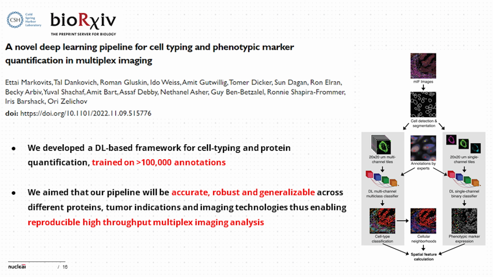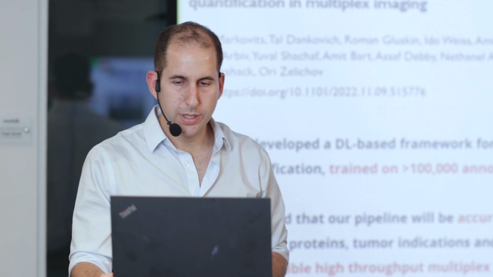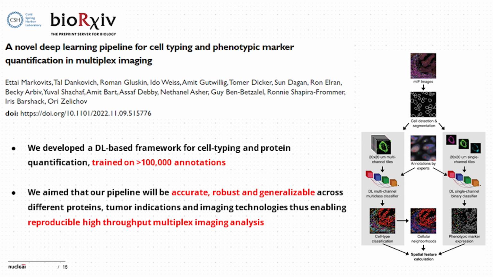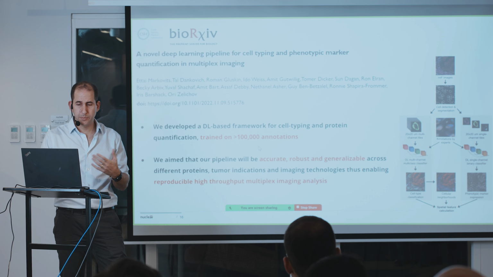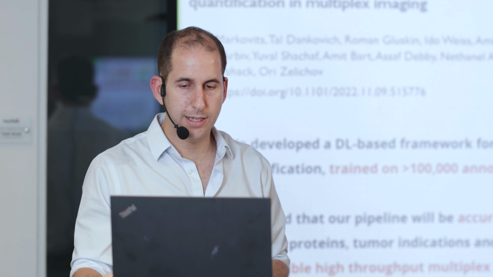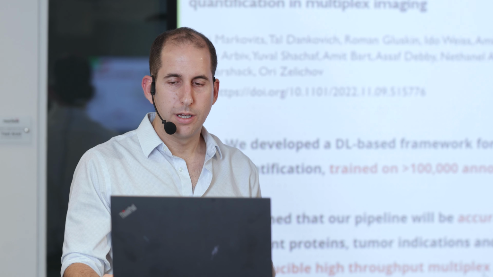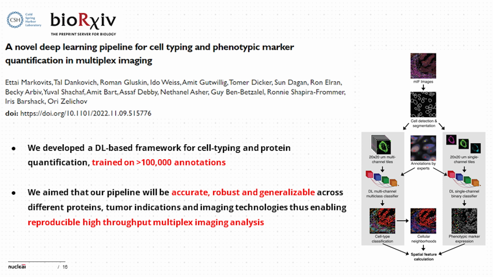Last year, we published work in bioRxiv that presents our deep learning pipeline for cell typing and phenotypic marker quantification. We developed a deep learning-based framework for both cell typing and phenotypic marker quantification, which was aimed to overcome all of the problems with mean intensity within segmented cells. And we aimed for it to be accurate, robust, and generalizable across different proteins, tumor indications, and imaging modalities, thus enabling analysis which is reproducible and high throughput across different batches.